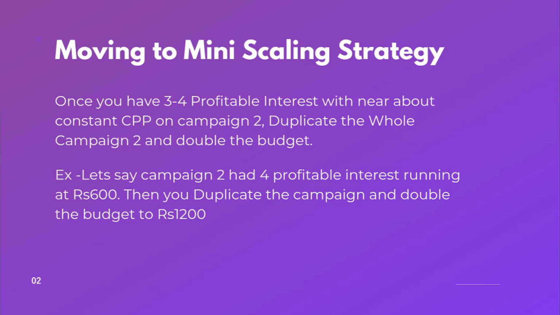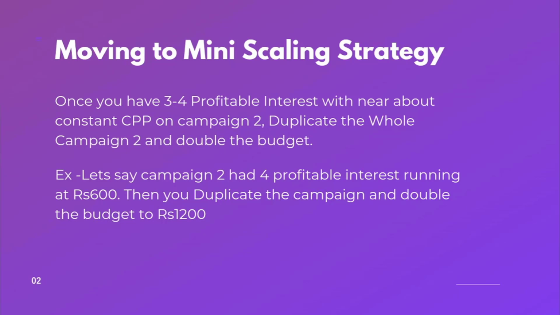It is not the testing campaign, it is the profitable interest campaign which you have duplicated from the testing campaign, and all the profitable interests are running over there. So once you have 3 to 4 profitable interests which are giving a constant CPP, which is essentially cost per purchase. Let's say your cost per purchase today is 58 rupees, tomorrow is 60 rupees, and the third day is 62 rupees. That we can treat as a constant CPP because it is not varying a lot, it is ranging between 10 to 15. So we can treat them as winning profitable interests.